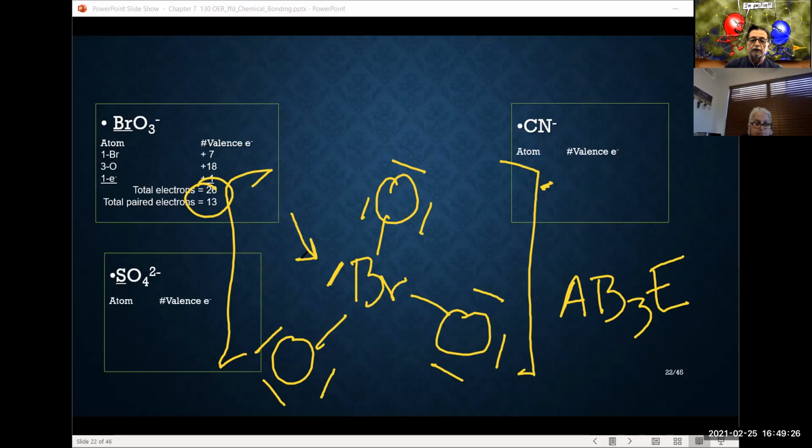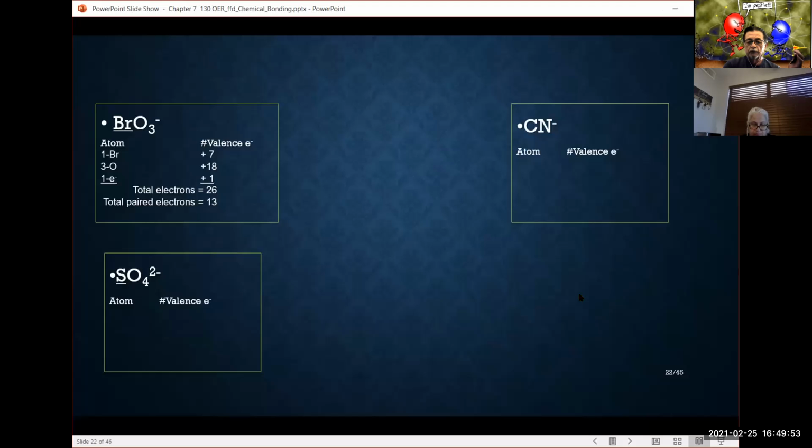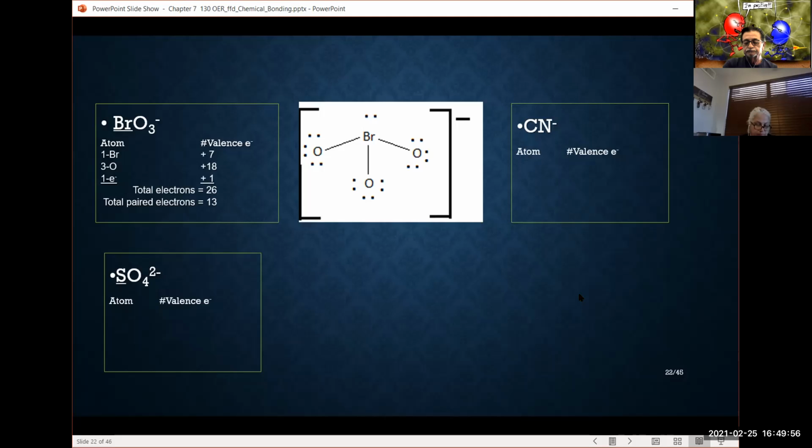And so I can use a shape table like I normally would. If I'm asked what that structure is, I look for AB3 and it's trigonal pyramid. And here it is. I got the central atom, Br, in the middle, the 3 oxygens, and then that lone pair. And so there's my structure. Okay.